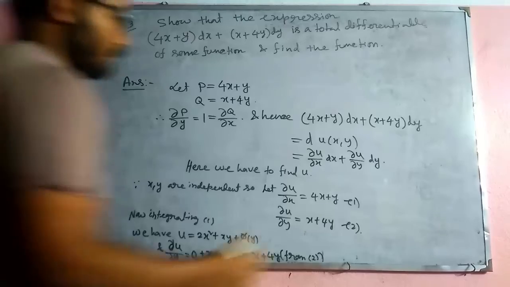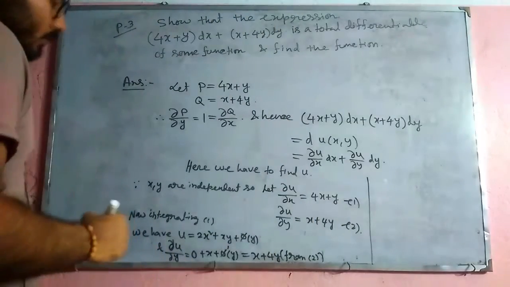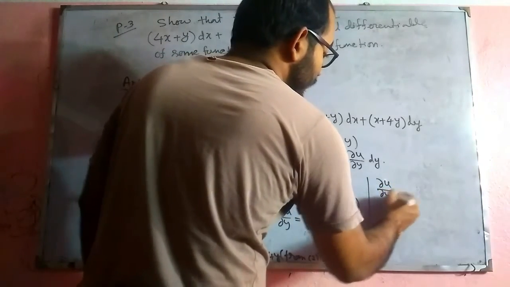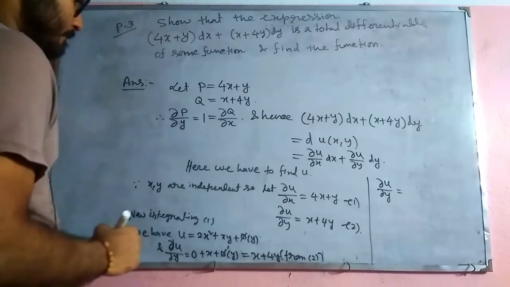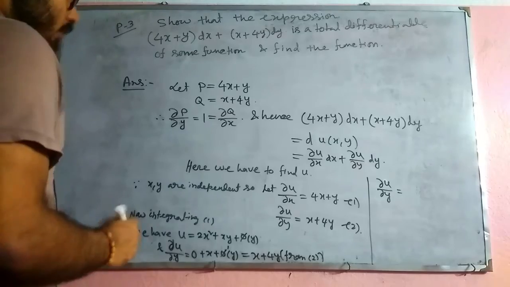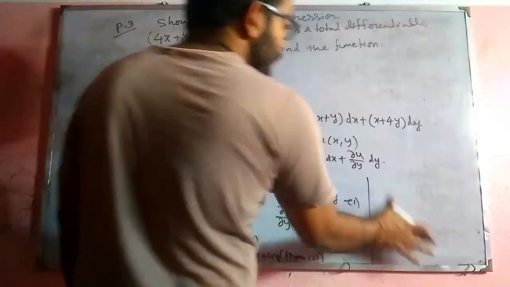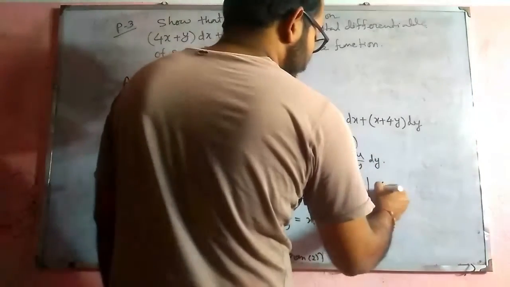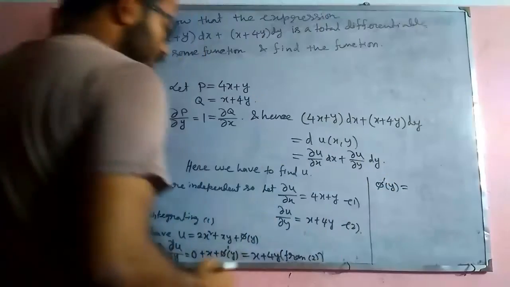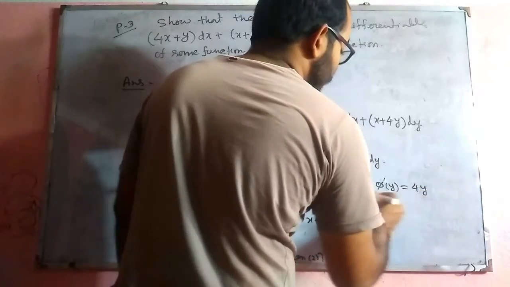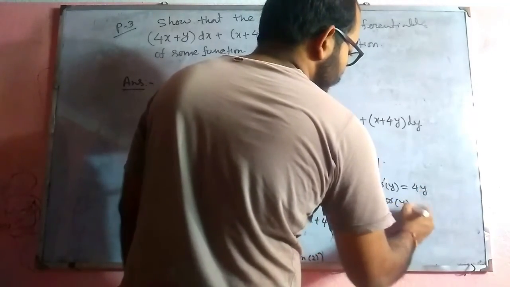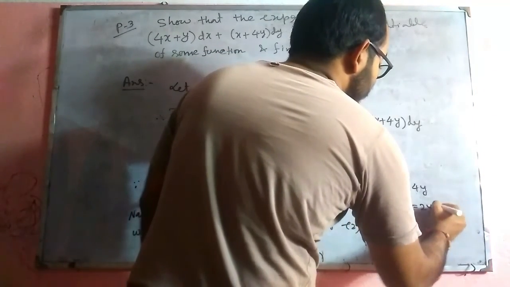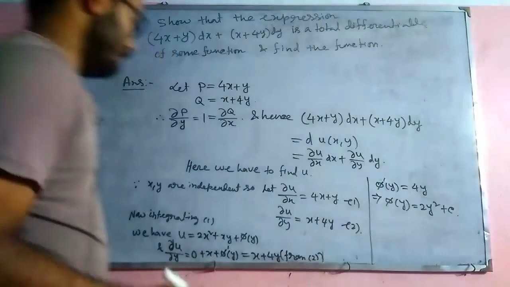From 2. Now what do we have? We have del u del y is equal to... no, not del u del y. We have to determine phi y. So we have phi dash y is equal to 4y, and phi y will be 2y square plus c.